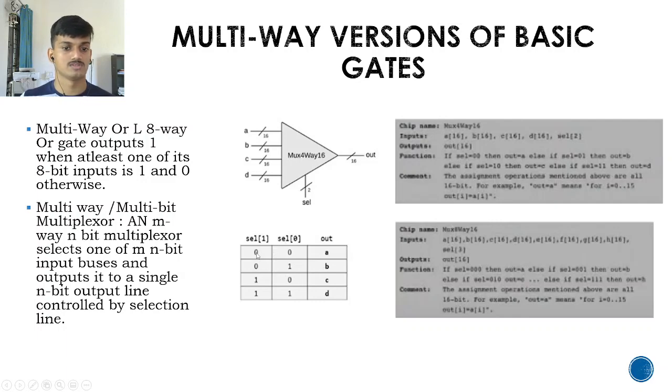So what happens is, if the selection input is 0 and 0, A is selected as the output. If it is 0 and 1, B is selected as the output. If it is 1 and 0, C is selected as the output. And if it is 1 and 1, D is selected as the output. We'll go to the implementation of the OR multi-way and MUX multi-way versions.